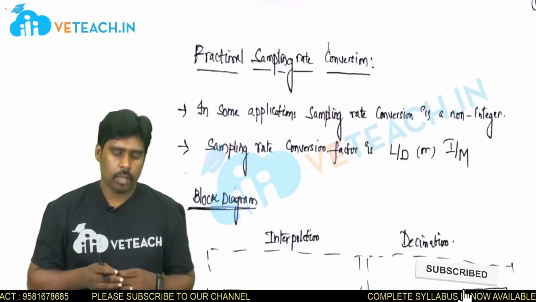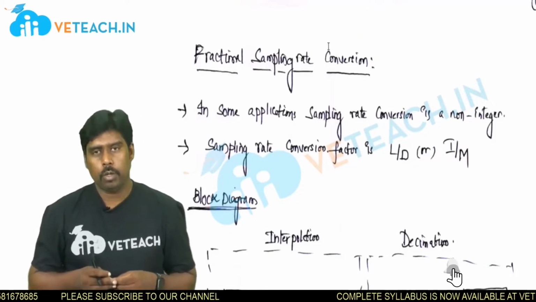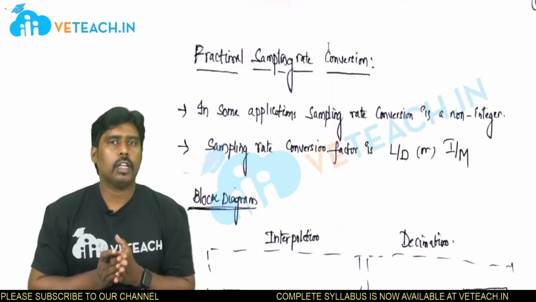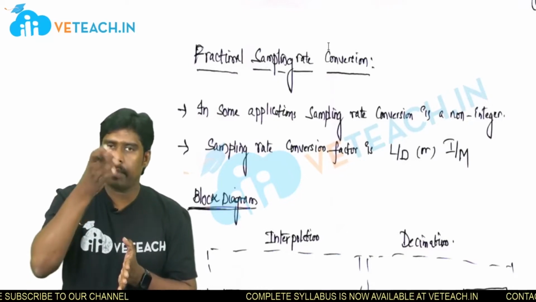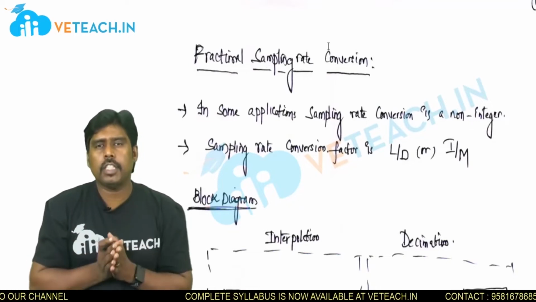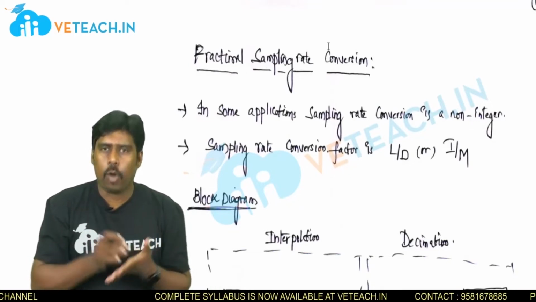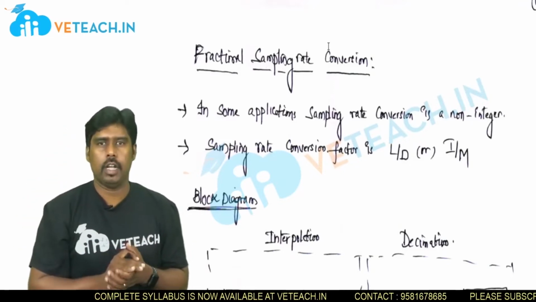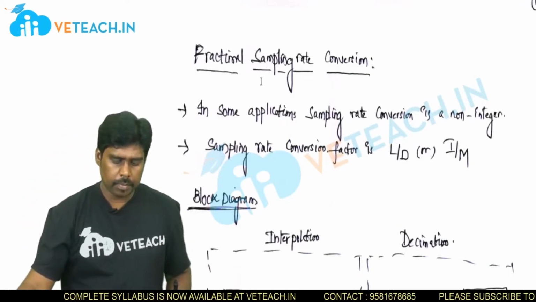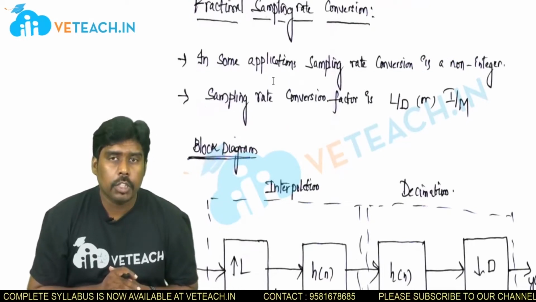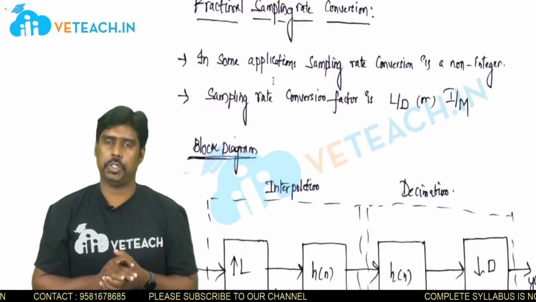In this session, I would like to explain to you about fractional sampling rate conversion. So far, you learned about upsampling, and you learned about downsampling by a factor. Now, fractional, in the sense that if it is like 0.5 or numerator by denominator, how to do this? Check this. Basically, in a few applications, the sampling rate conversion would be a non-integer.